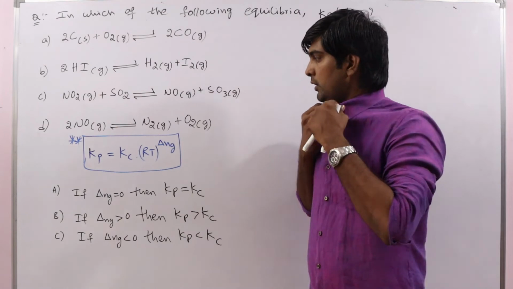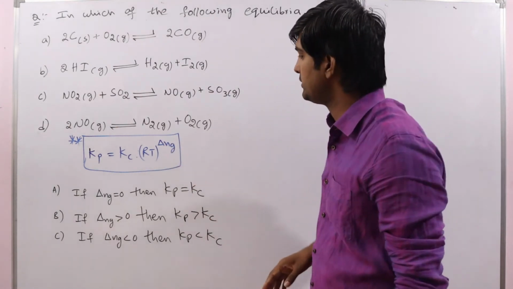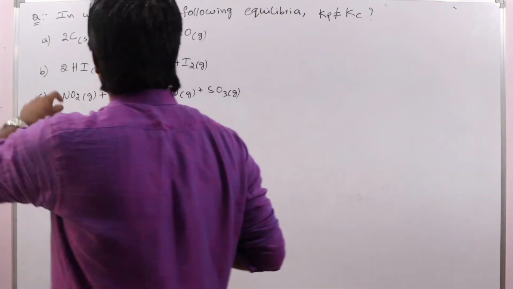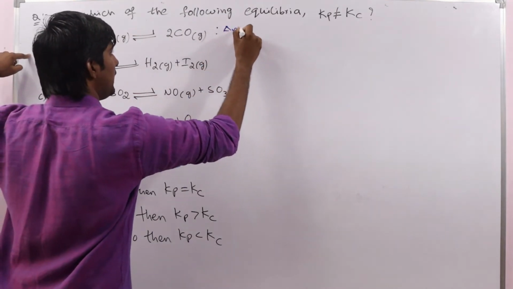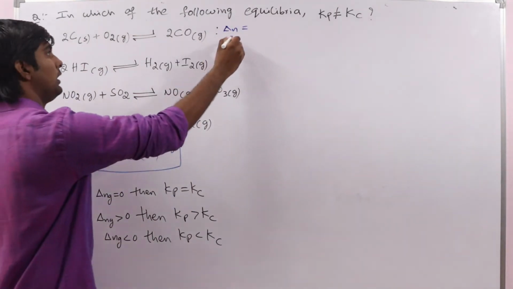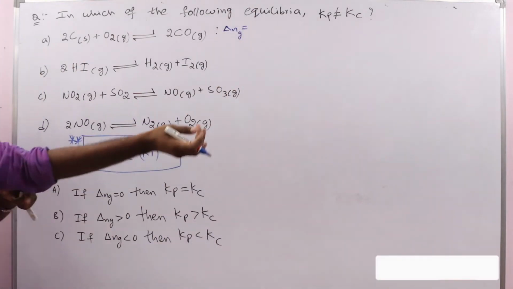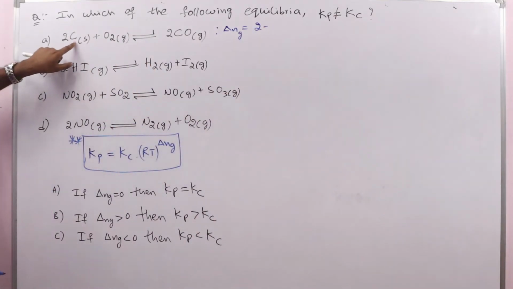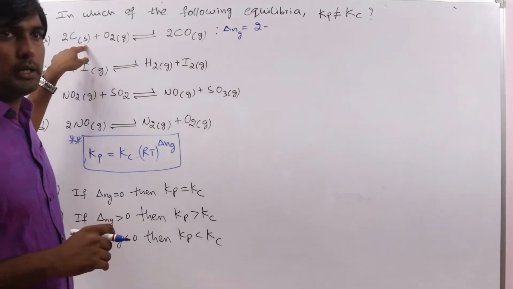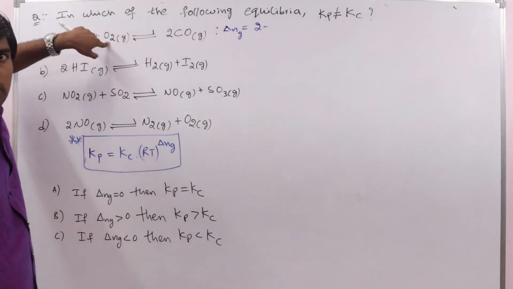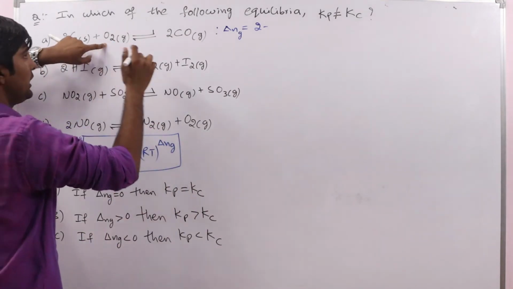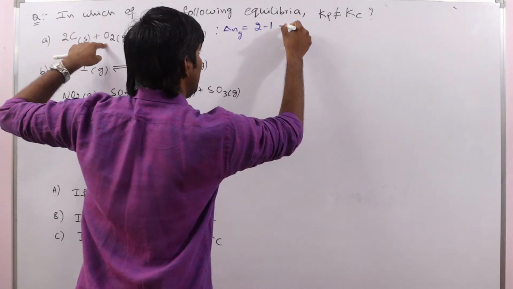What is delta N? Total number of moles of gaseous products minus total number of moles of gaseous reactants. So now in this one, first we have to calculate delta N, or delta Ng, no problem. Two moles of gas products minus, here carbon is present, 2 moles, but it is a solid, so we should not consider solids. The reasons we already discussed. Here we only consider the gaseous species involved in the reaction. Only one gaseous species, so 2 minus 1, that is 1.